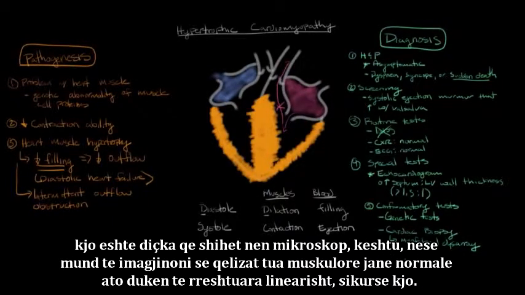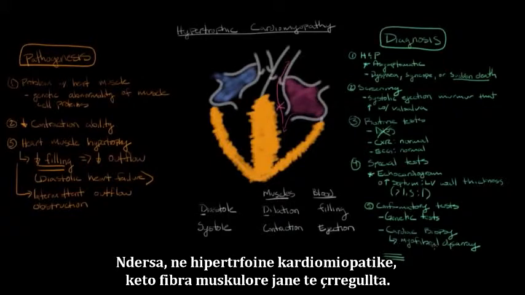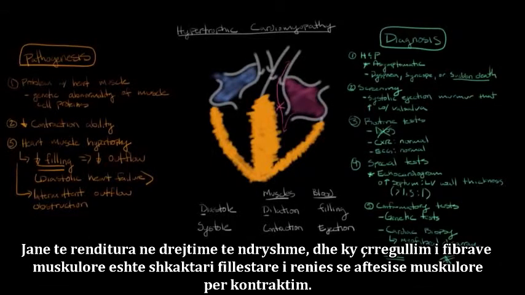And so this is something that's seen under the microscope. So if you can imagine that muscle cells are normally lined up linearly like this. Well, in hypertrophic cardiomyopathy, these muscle fibers are in disarray. They're kind of lined up in all sorts of different directions, and that disarray of the muscle fibers is what causes the original decreased ability of the muscle to contract.